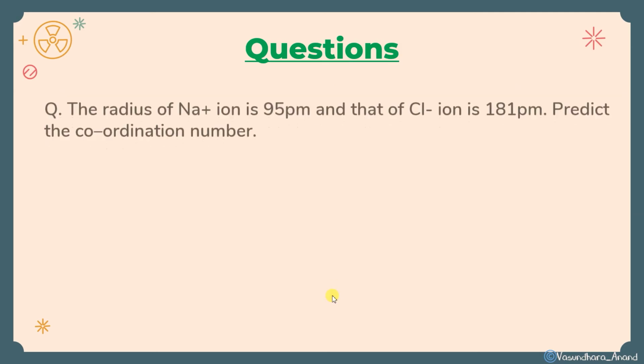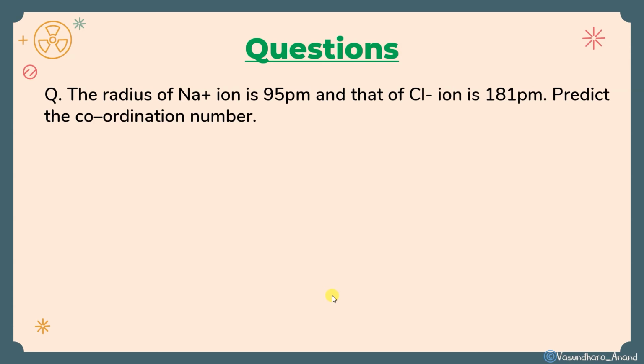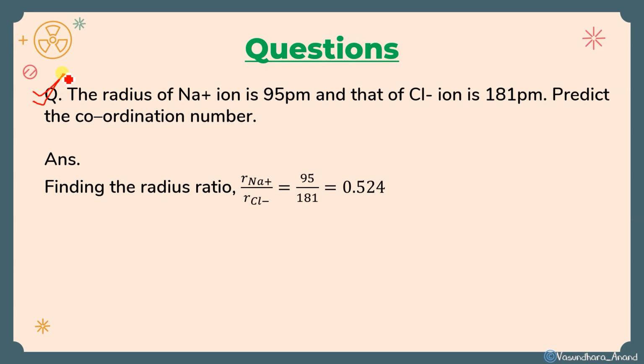Now the next question is about the radius of Na plus ion, and this is one of the most frequently asked and important types of questions. The radius of Na plus ion is 95 picometer and that of Cl minus ion is 181 picometer. Predict the coordination number. You can do cation upon anion. So just do this, 95 upon 181, you will get 0.524.